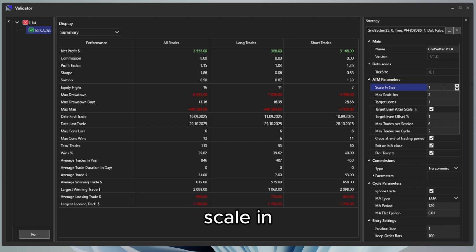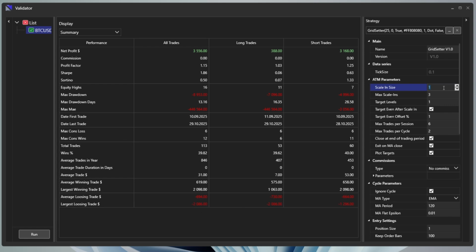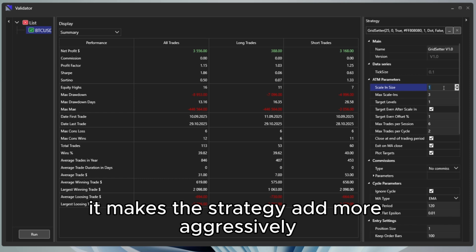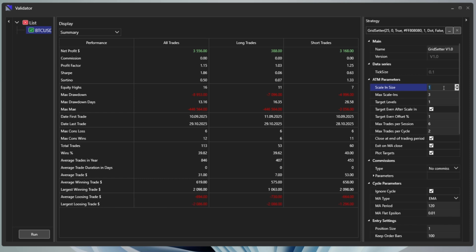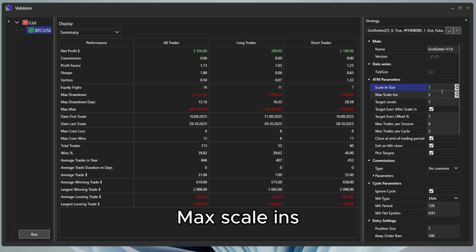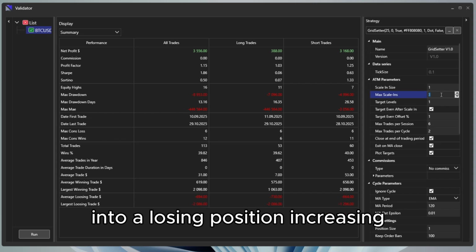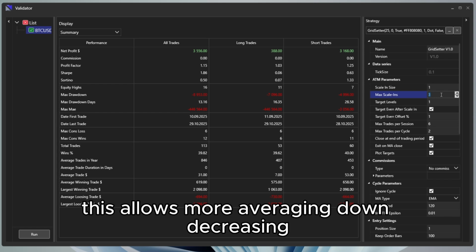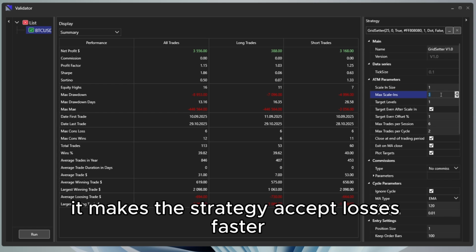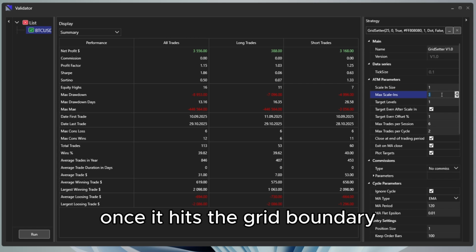Scale in size determines how many contracts the strategy adds per scale. Increasing it makes the strategy add more aggressively. Decreasing it makes it less aggressive during drawdowns. Max scale-ins limits how many times the strategy can scale into a losing position. Increasing this allows more averaging down. Decreasing it makes the strategy accept losses faster. The strategy always stops scaling once it hits the grid boundary.